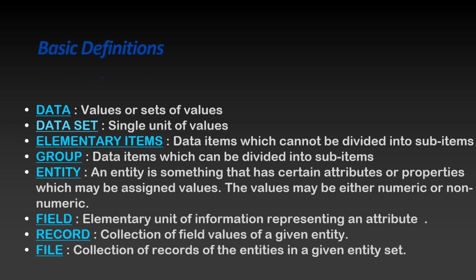Then we have an entity. Entity is an attribute or a property to which we can assign values. We can assign either numeric or non-numeric values to these entities. A field is an elementary unit of information that represents an attribute. Now, a record is a collection of field values of a given entity, and a file is a collection of records of that particular entity in the entity set. So, with this basic knowledge, I think we can start with searching algorithms.